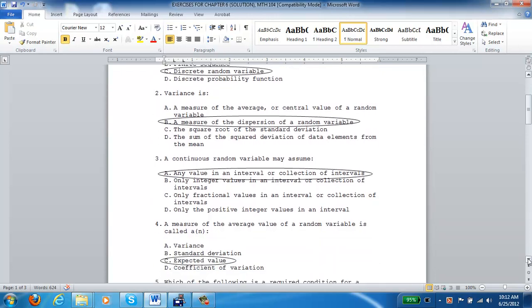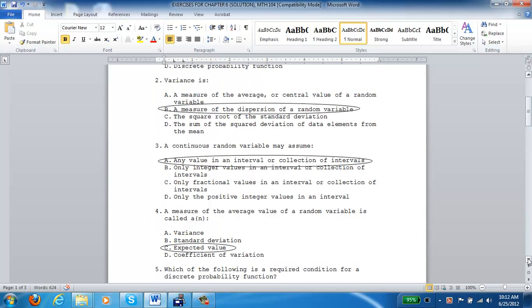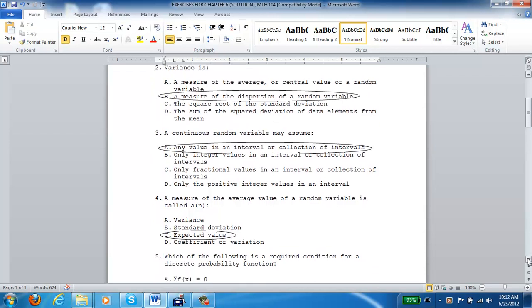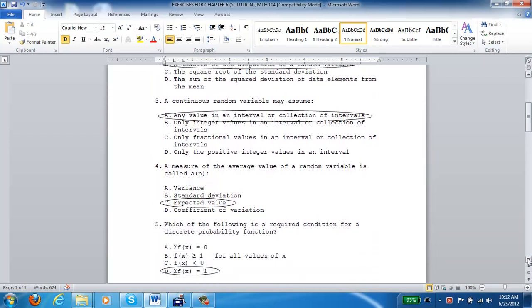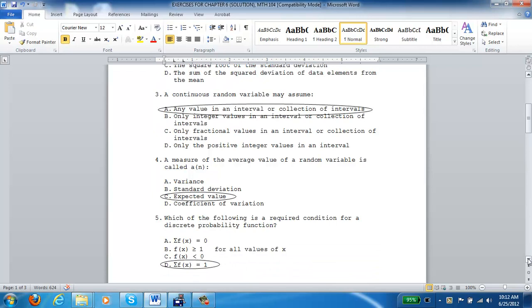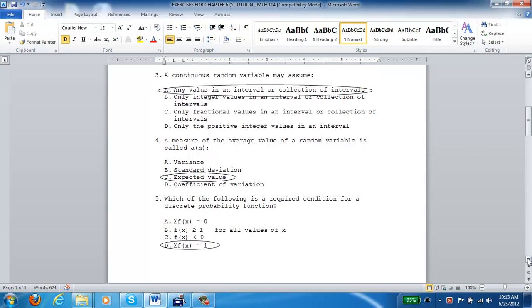Next one, average value. This is the same as the mean, expected value, so the correct one is C. And for number 5, which one is a condition? It is the last one. The summation of the probabilities has to be equal to 1, D.